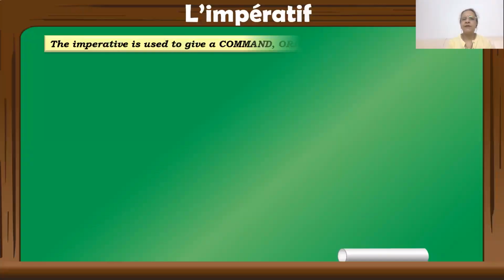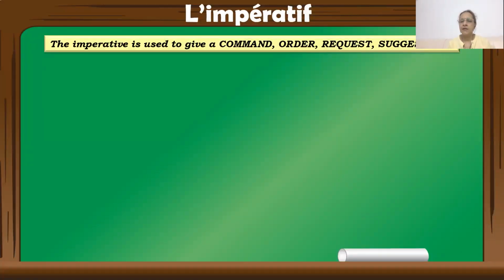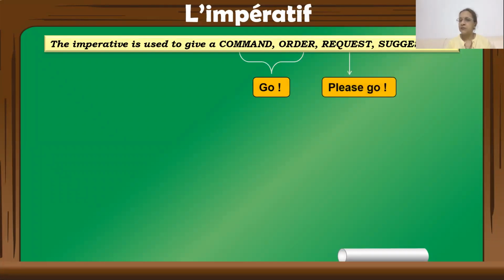Imperative is nothing but a request, order, command, suggestion. What I mean by this? Imperative is used to give command, order, request, suggestion. For example, go, command or order, request, please go, suggestion, let's go. Now, how do I do this in French? We are going to learn that today. If you follow these simple steps, which I'm going to teach you right now, it's going to be very easy. So let's have a look at the formation of imperative.